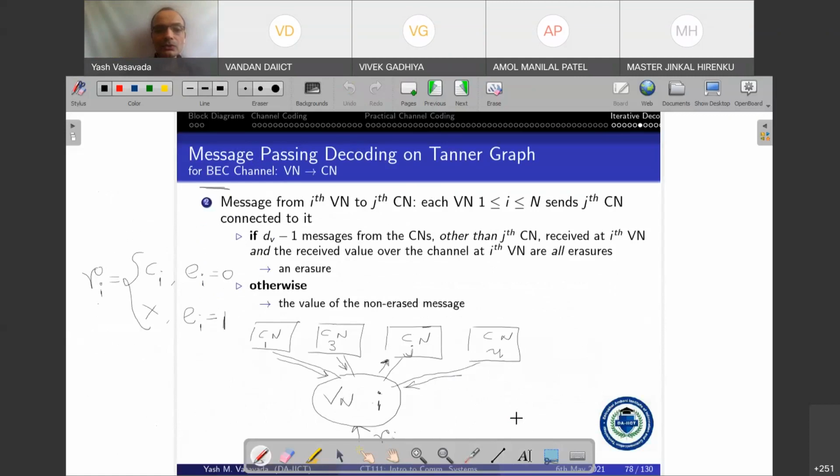So what this algorithm says is that when VN I is sending a message to CN J, it's going to look at all the messages that it received from d of V minus 1 other CNs. So we don't look at what CN J sent us. We look at what all the other CNs are telling us. And therefore we look at d of V minus 1 messages.